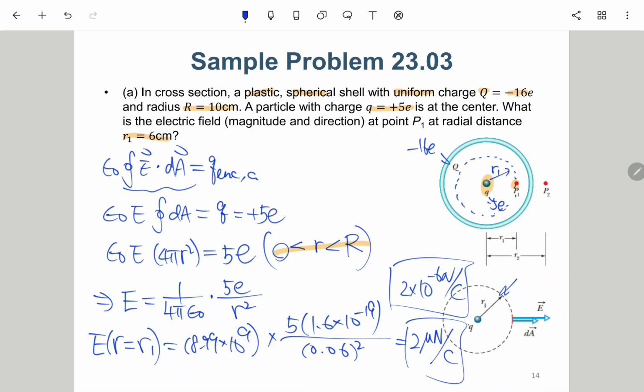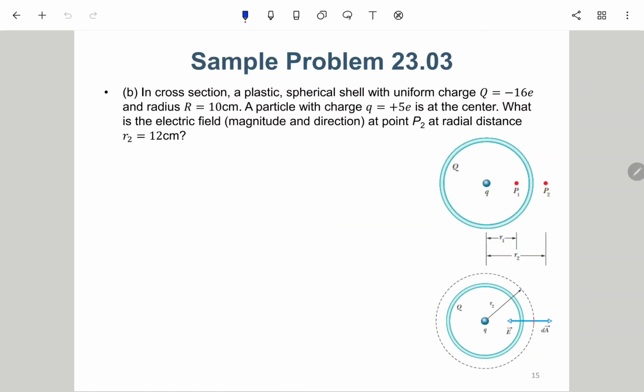Okay, so this is for question A, and then go to question B. Question B is in cross section. It asks you the E field at point P2. The top two lines are exactly the same, so here it just asks you about P2. Here we just assume R is greater than or equal to capital R, which is enough. Similarly, here is the Gaussian surface where R is larger than capital R. Then we can draw it like this.